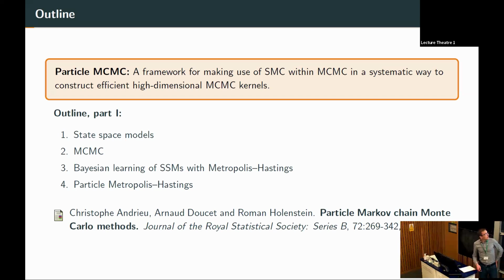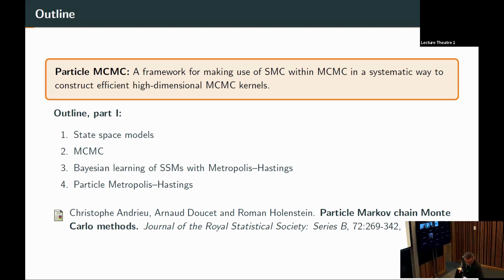Right. So this tutorial, as all of them this week, will be split into 2 parts. The first part will be about one class of particle MCMC methods called particle Metropolis Hastings. This is a way of using the Metropolis Hastings (MH) algorithm for Bayesian parameter inference in state space models, or other models for that matter, where we can make use of SMC to infer some latent states or latent variables.